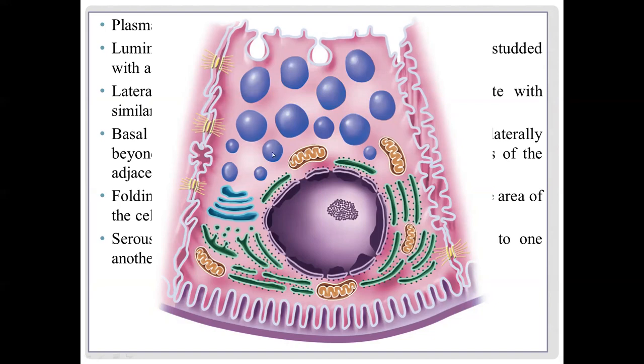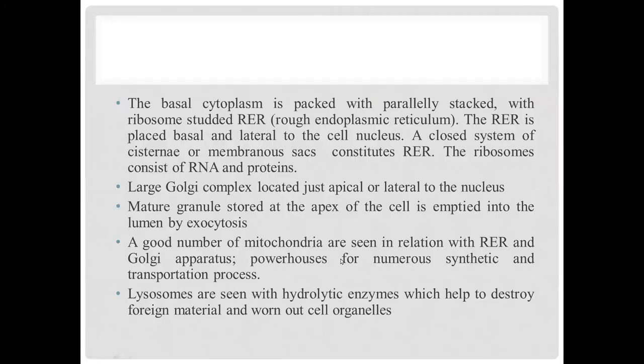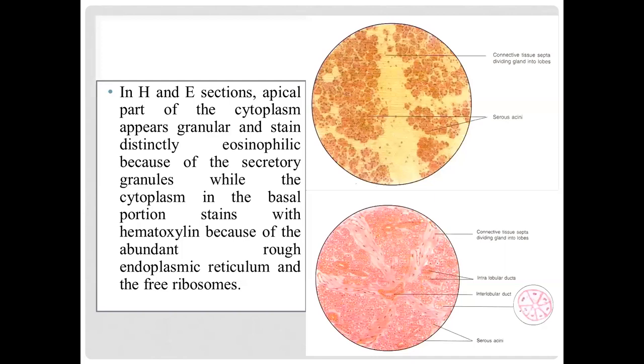You can see numerous organelles: this is a mitochondria, this is a Golgi apparatus, this is endoplasmic reticulum, and this is a Golgi apparatus. The basal cytoplasm has rough endoplasmic reticulum, and a large Golgi complex just apical or lateral to the nucleus. Granules are seen in the apical cytoplasm. Mitochondria and lysosomes can also be seen, which help to destroy foreign materials and worn out cell organelles.